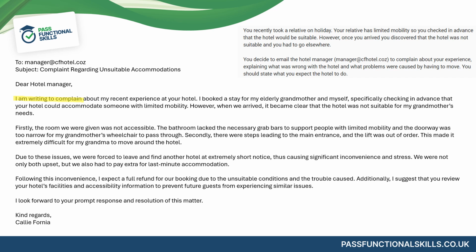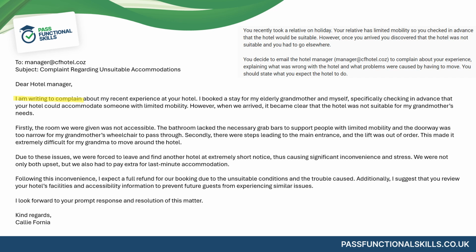Then each of the paragraphs come in a logical order, so they explain the issues that they had, then they explain the consequences of those issues, and then they explain kind of what they want the hotel to do about it. So the answer is really clear throughout.